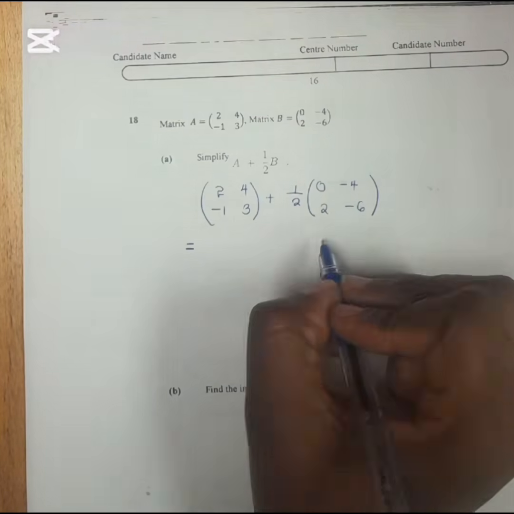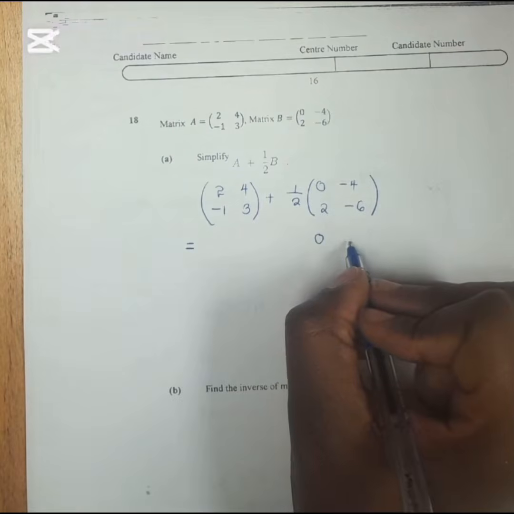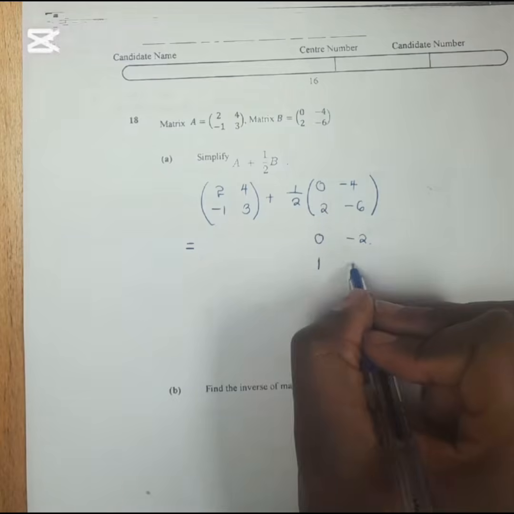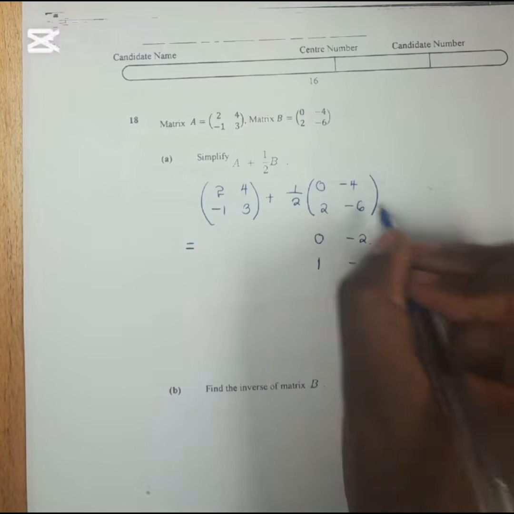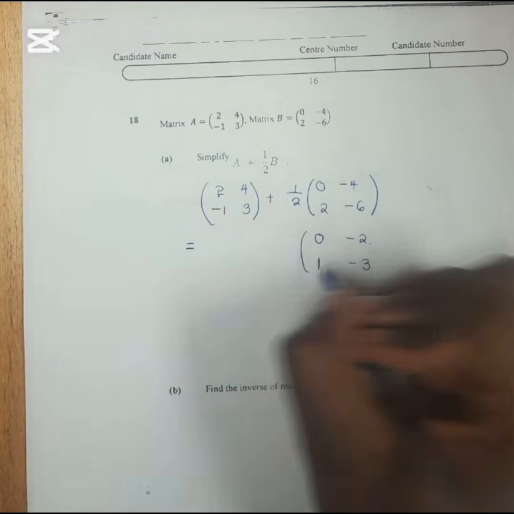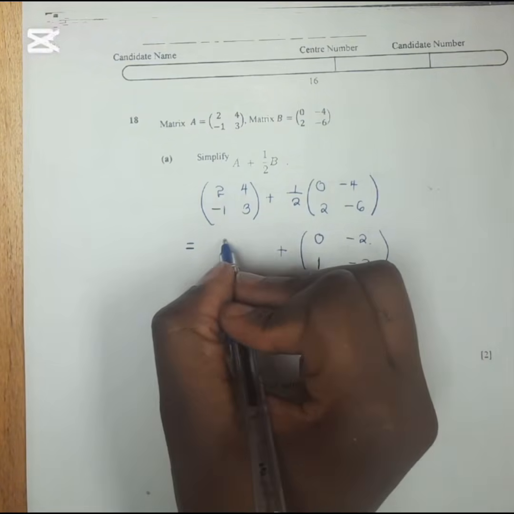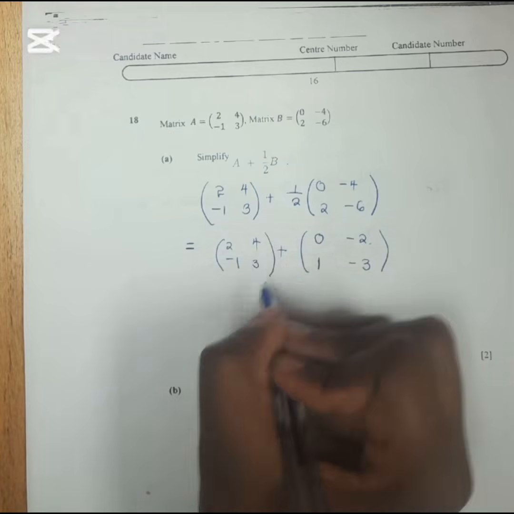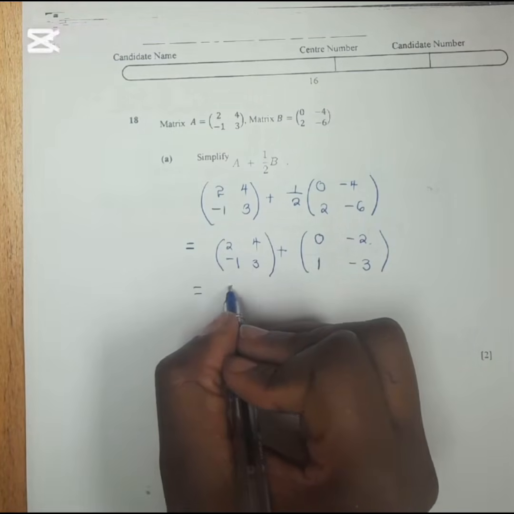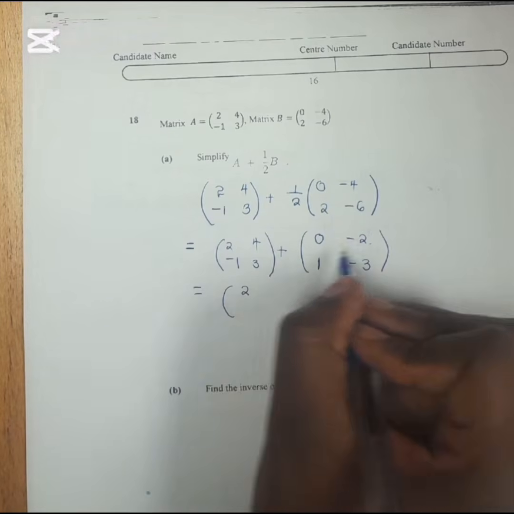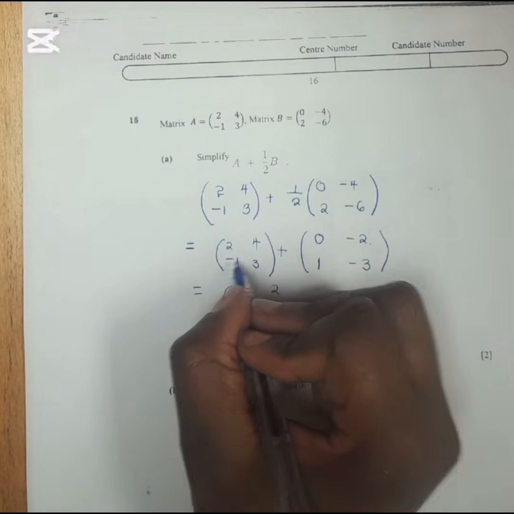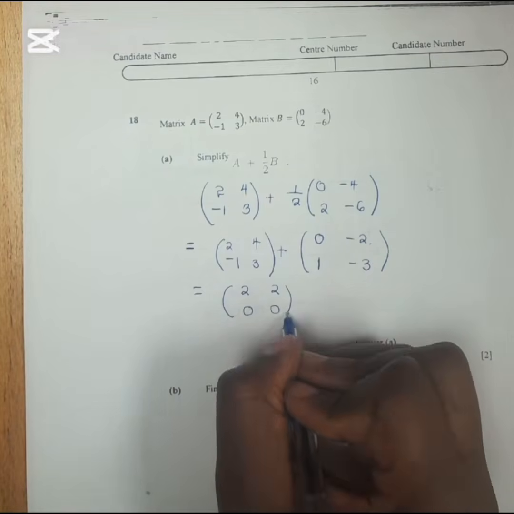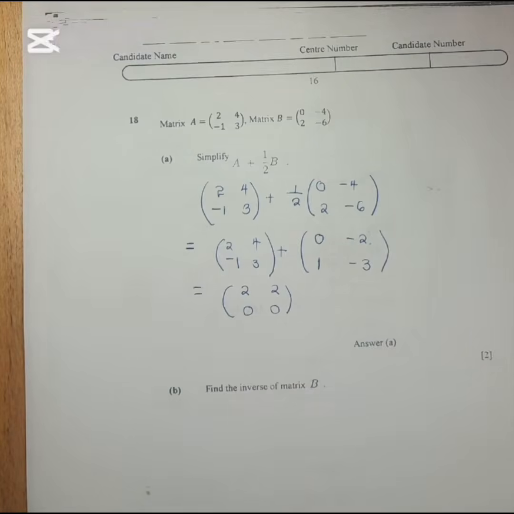Half times 0, we get 0. Half times minus 4, we get minus 2. Half times 2, it is 1. Half times minus 3, we get minus 3. Half times minus 6, we get minus 3, right? And then we need to add with 2 minus 1, 4, 3. So 2 plus 0, we are going to get 2. 4 plus minus 2, we get 2. Minus 1 plus 1, it is 0. 3 plus minus 3, it is 0. So this is going to be our final answer.